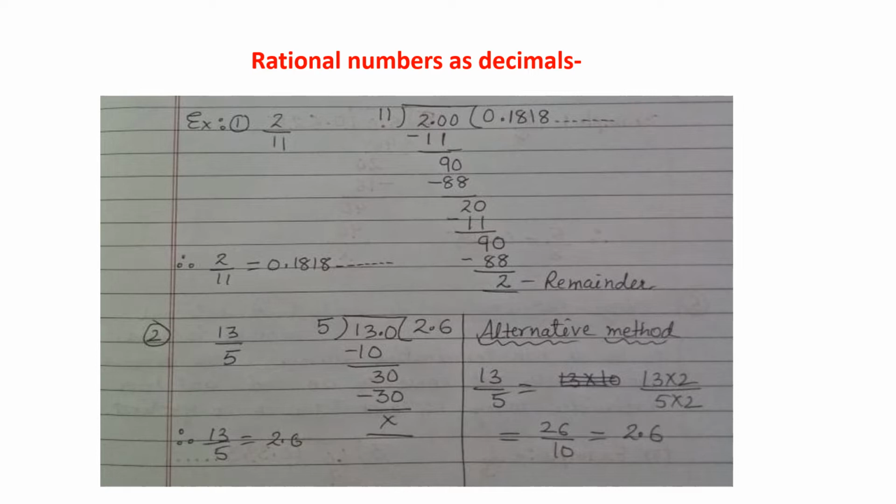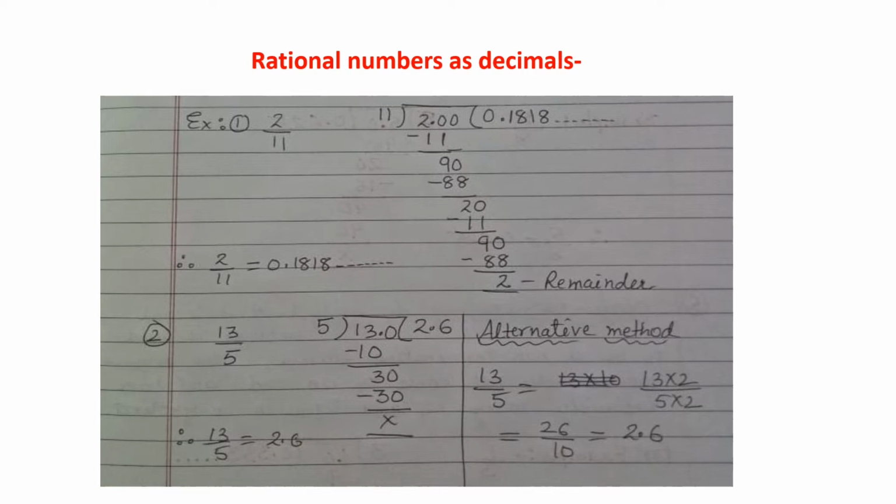The next is how to write a rational number as a decimal. Let's take an example. Let's take a rational number 2 upon 11, in which 2 is the dividend and 11 is the divisor. As you can see children, we will divide 2 by 11. So 2 cannot be divided by 11, it is smaller than 11. So what will we do?